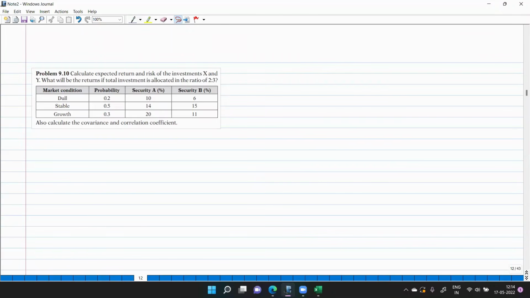Now let's try to solve the 10th question, which is actually a good question. Okay, we have done the same concept in chapter number 3, risk and return analysis. The kind of question is replicated here, but the only difference is that it is talking about the portfolio.